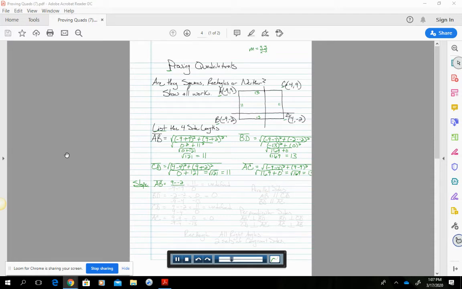Now here's the difference. I started with this 9 from point A. So I have to start with the negative 9 from point A as well. You can't switch up the order.